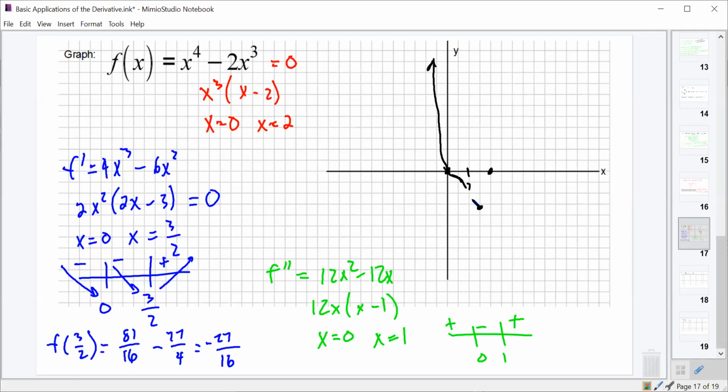And then at 1, and we need to find, I guess we didn't find f of 1, did we? At f of 1 should be, what, 1 minus 2, so negative 1. So we got a point there. So here we turn back to being concave up, hit that point. Oh man, my graph is really bad.